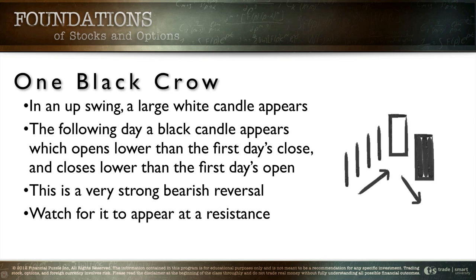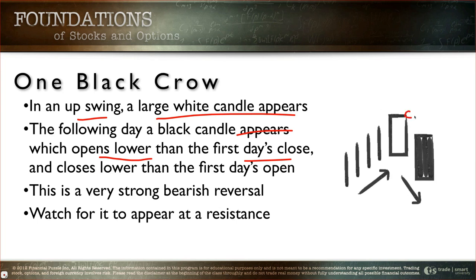It's called the one black crow, and this is actually the one that I had noticed before I discovered the one white soldier. The one black crow is the one that I had been tracking and following. It's the same formation in an upswing. We got a large white candle that appears. The following day, we got a black candle that appears, which opens lower than the first day's candle. So first day's candle's closed, that is.